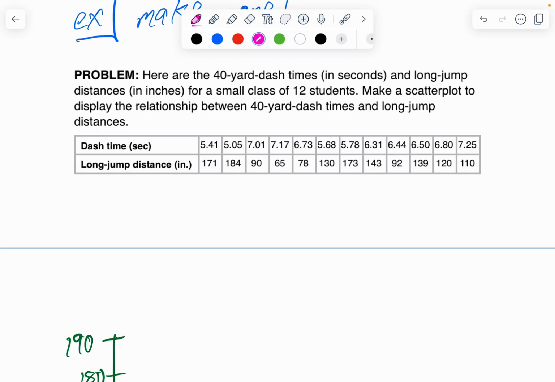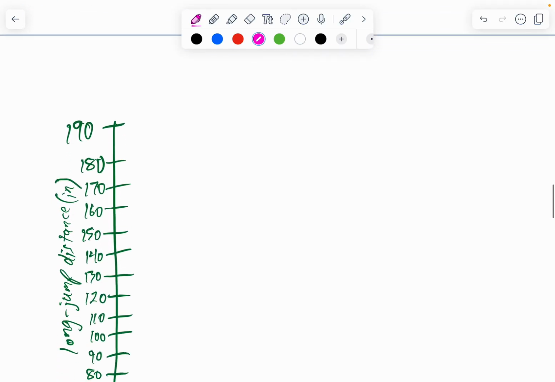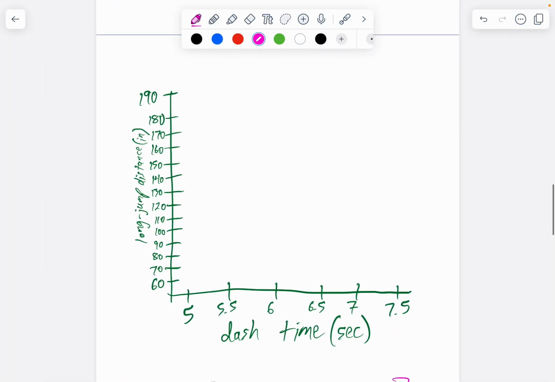Okay, so again, this is probably one where there isn't a perfectly obvious explanatory response distinction, but because they listed the dash times first, that's probably what they want us to use to predict how far they're going to jump. So one might argue that the faster some kid is, the farther they'll be able to jump. Okay. Now, step one of making a scatter plot is to label the axes.